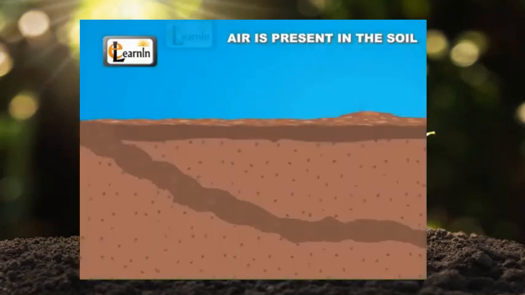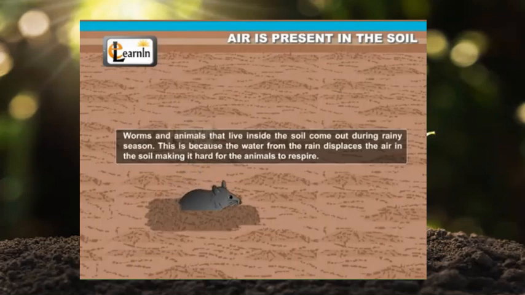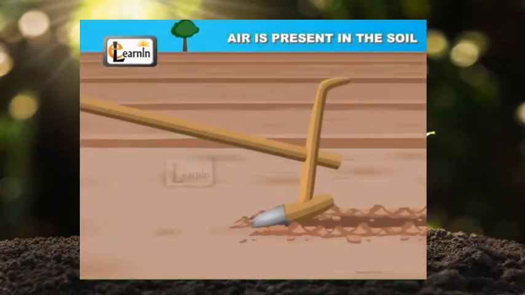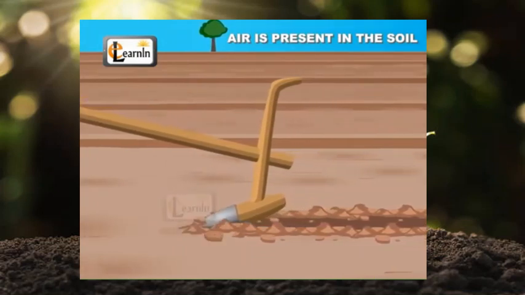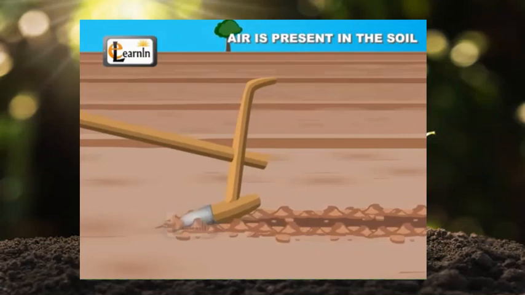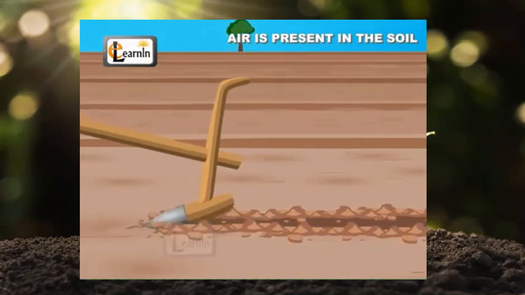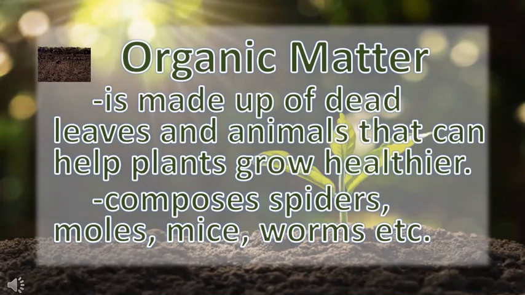It has been observed that a lot of worms and animals that live inside the soil come out during the rainy season. This is because the water from the rain displaces the air in the soil, making it hard for the animals to respire. Soil is thoroughly ploughed before the cultivation of crops, so that there is always a steady flow of nutrients, water, and air.